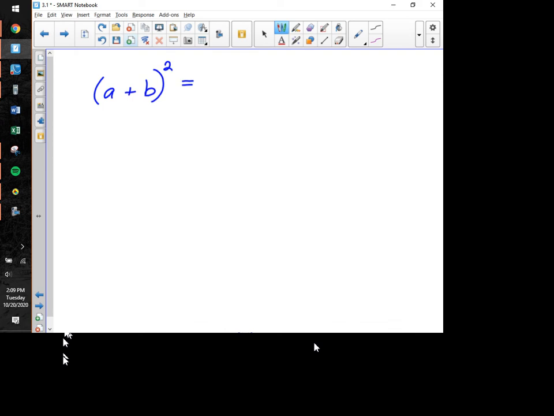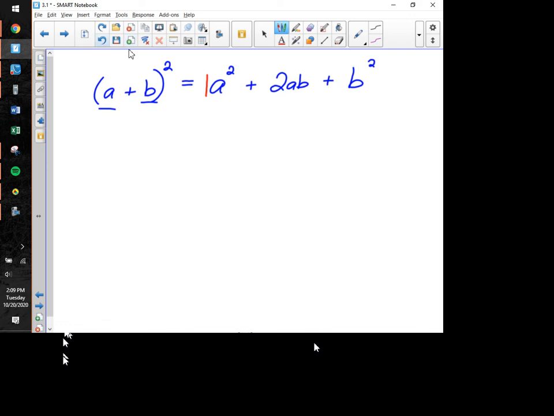A binomial squared, everybody, is your first term squared plus, here's the fun part, the first term times the second term times 2. So that middle term here is a 2ab, and then it's the last term squared as well. And that, of course, is using the 1 and the 2 and the 1 from the third layer of Pascal's triangle, if you like to think about it that way.